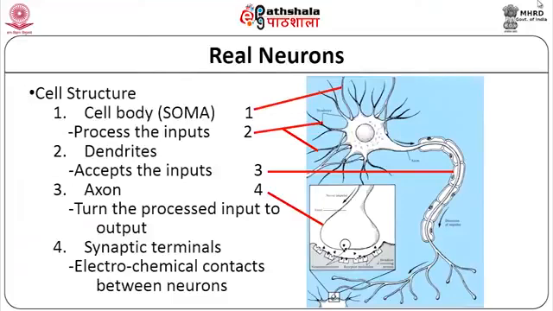Now, before we go further, let us see what a real neuron looks like from a very superficial viewpoint. The cell structure consists of 4 components: the cell body, which is called soma, used for processing the inputs. Then we have the dendrites, which accept the inputs. Then we have the axon, which turns the processed input to output, and then we have synaptic terminals, which are electrochemical contacts between the neurons, that is, they bring about some interaction between the different signals. So, these are the 4 components of the cell structure: the cell body and dendrites, which accept and process the inputs, an axon which turns the input to output, and synaptic terminals responsible for the interaction.